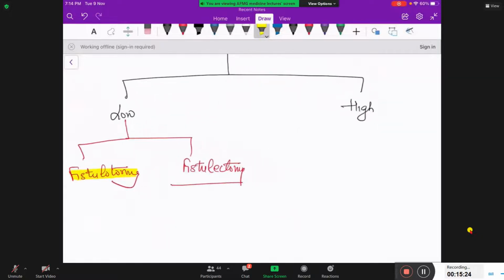Now you can appreciate it here. Please understand this, and you should be able to easily understand that too. Can we do fistulotomy and fistulectomy in high type of fistula? Why? Because if you try to divide high type of fistula or you try to remove high type of fistula, you may endanger the puborectalis muscle. So there will be permanent incontinence. So we can't do that.